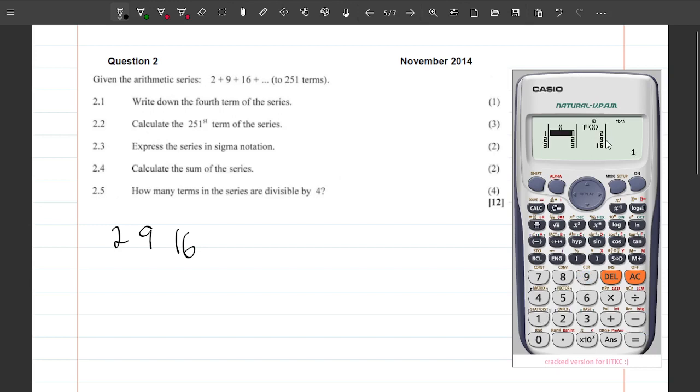So I've got 2, 9, 16, and they keep going. So 2, 9, 16, 23, 30, and so on. 2, 9, 16, 23, 30, 37. Let's probably get more just in case: 44, 51, 58.